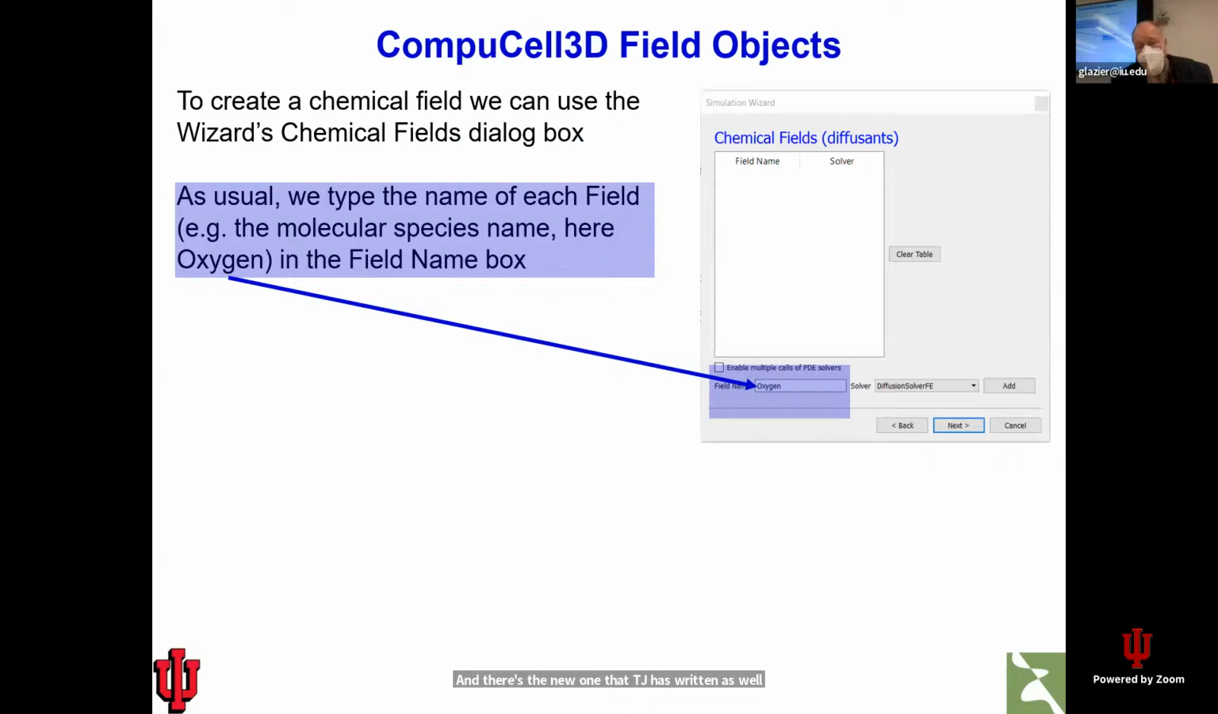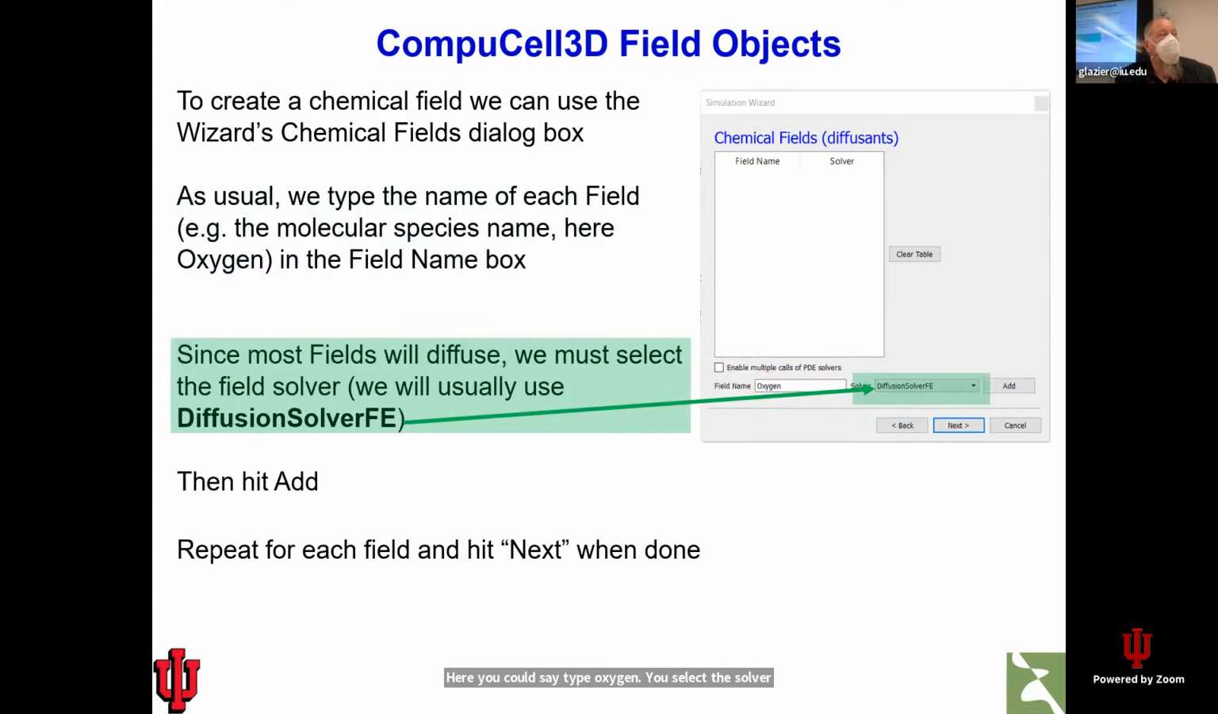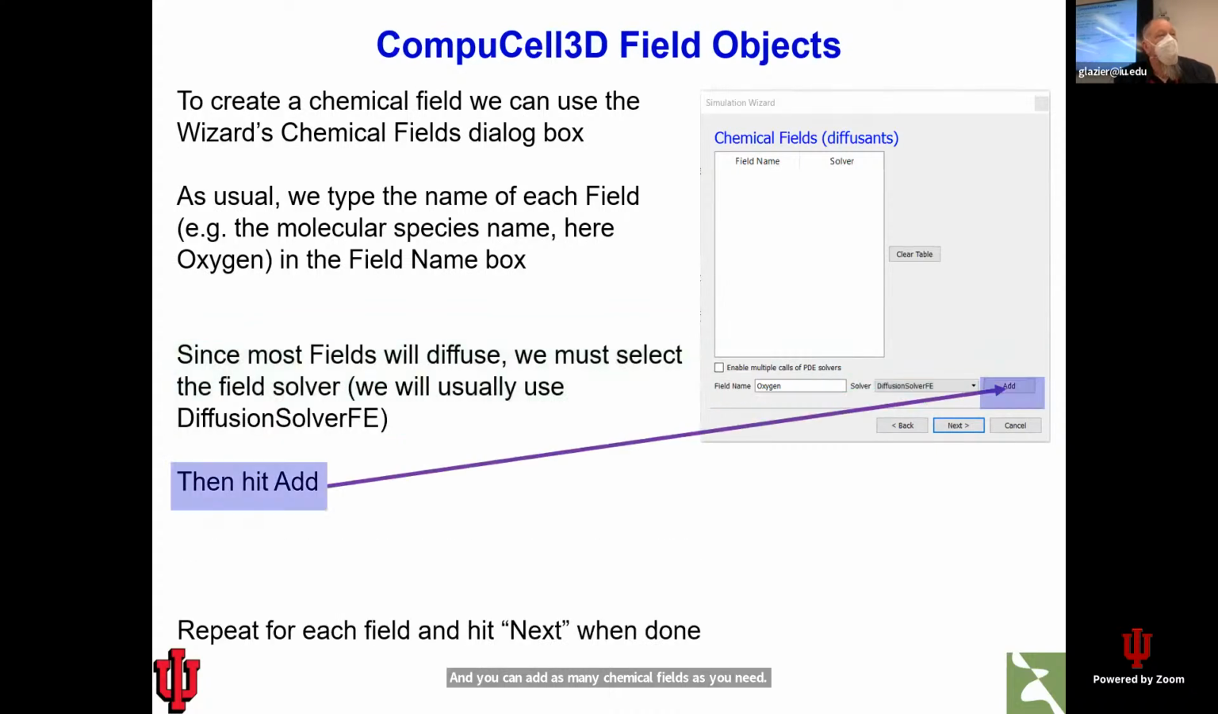If we're going to go into Wizard and create a chemical field, I believe you did this last week, you can use the Wizard dialog box. We typically have been skipping the chemical field object dialog, but in the Wizard, you would go to the chemical fields, and this time you would create a field. Here you could say type oxygen. You select the solver you want to use. The default is diffusion solver FE. You hit add. And you can add as many chemical fields as you need to your problem. That's it.